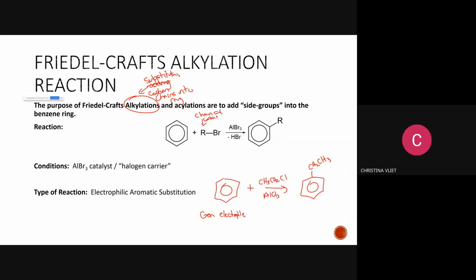What would that look like? It would be AlCl3 plus CH3, CH2Cl. It would become AlCl4 minus. So what does the CH3, CH2 have to be? It loses the chlorine. What charge does it have? It is plus. That's your electrophile. So it forces your alkyl group to take on a positive charge, which means it acts as the electrophile. So it's going to get added into the ring.